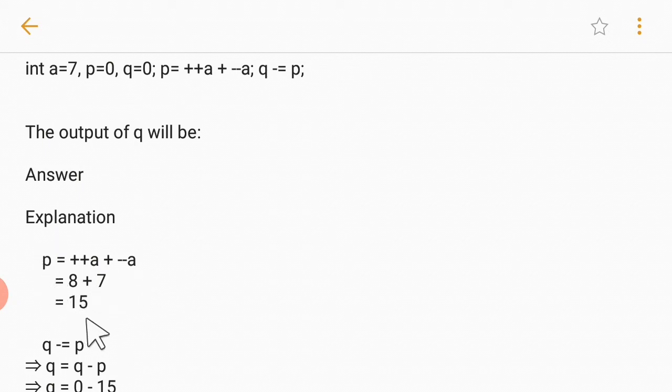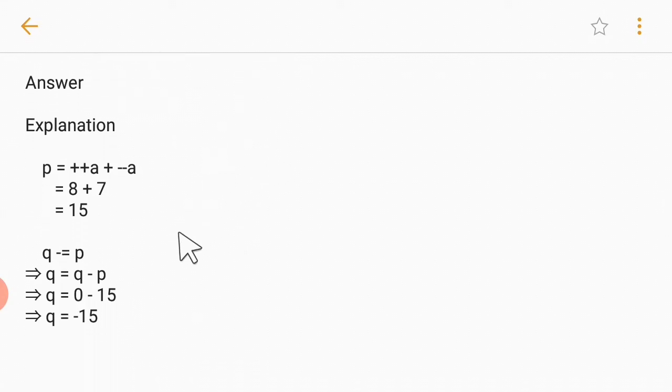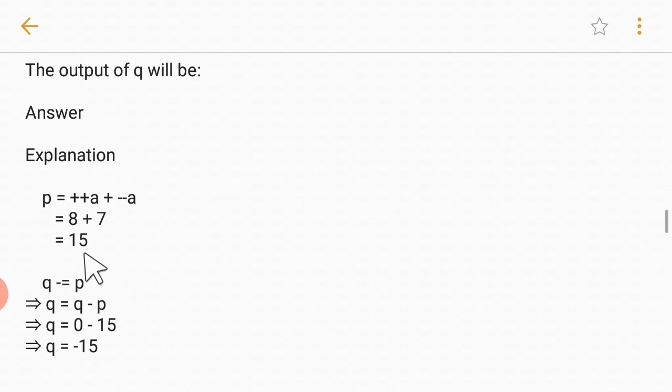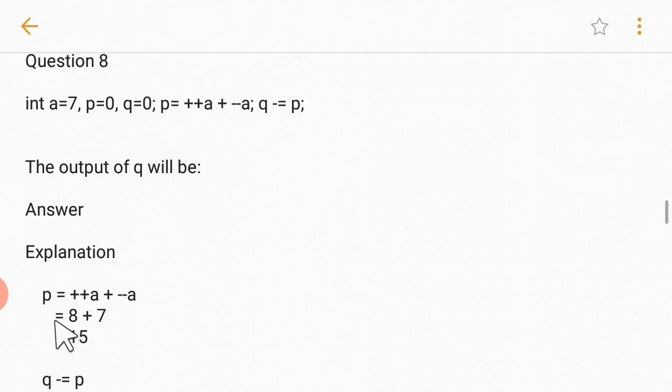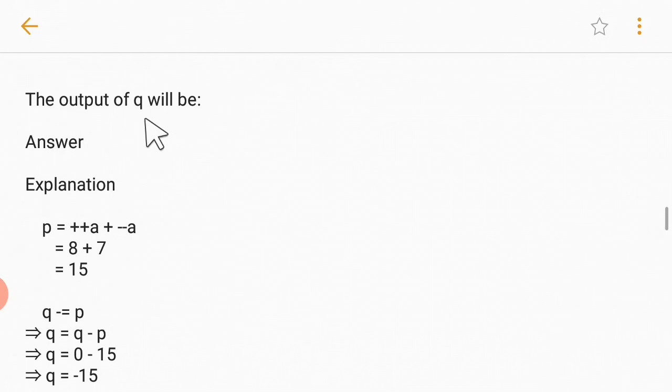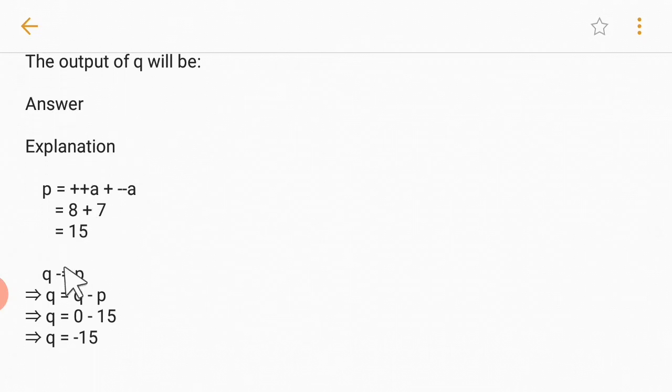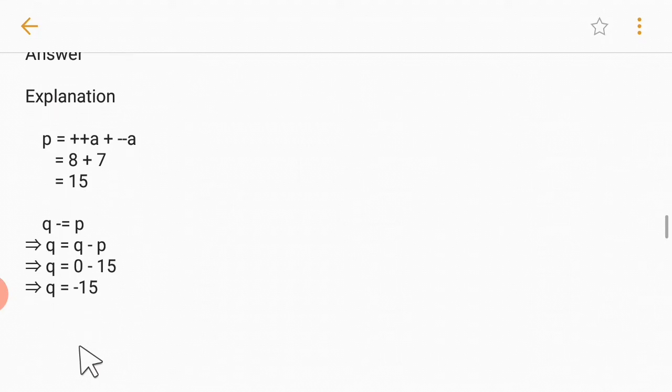And then I talk about the Q. What is there in Q? It is Q -= P. Alright, Q minus equal to P. What Q has right now, please observe, is 0. And because of the previous expression, P has become 15. So Q minus P means 0 minus 15, which definitely will be minus 15, and that will be assigned to Q. Alright, so P will have 15 and Q will have minus 15.